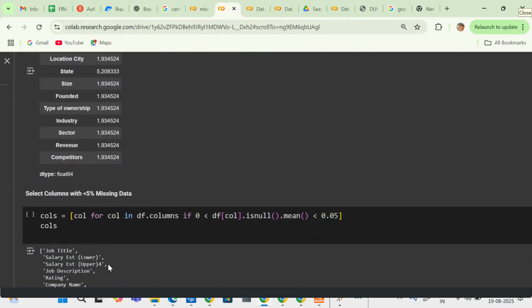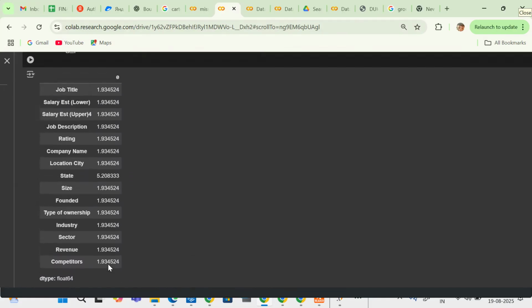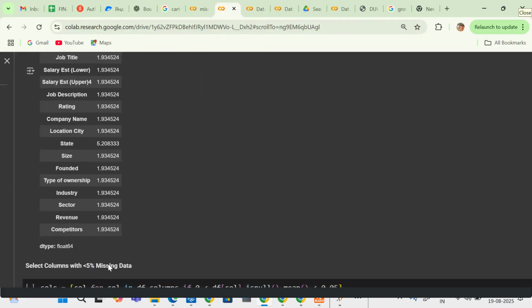Fine. Yes, I think that is the reason I took this example, and I missed it. Anyway, it should be like this. You can see more than 5% is missing somewhere here, and more than 5% is missing here.